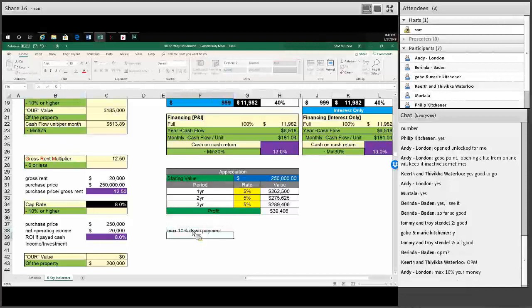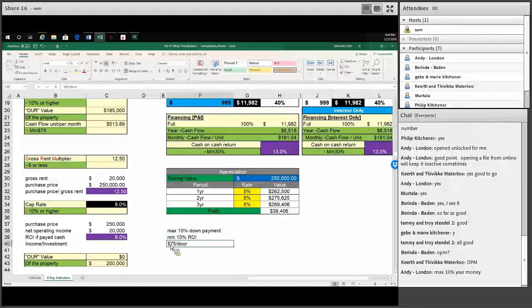Max 10% of our own money. So max 10% down payment, DP. Okay, good. What else? Remember the other 2? 10% max down payment. Okay, that's okay. 10% ROI. Okay. And last one is $75 per door. Okay. $75 per door. Okay. Everybody see that? Those are the 3 rules.